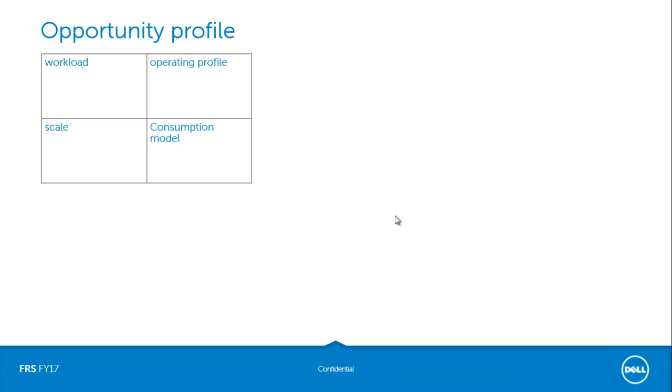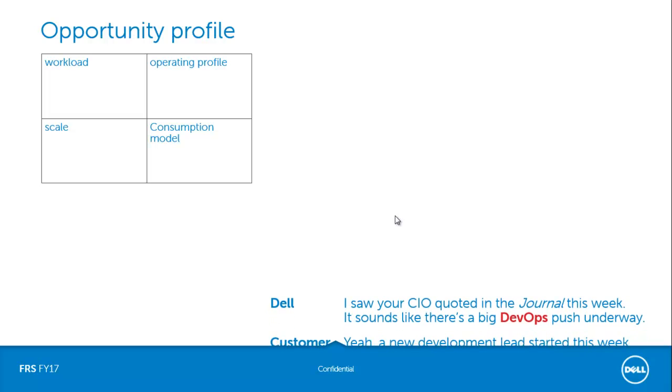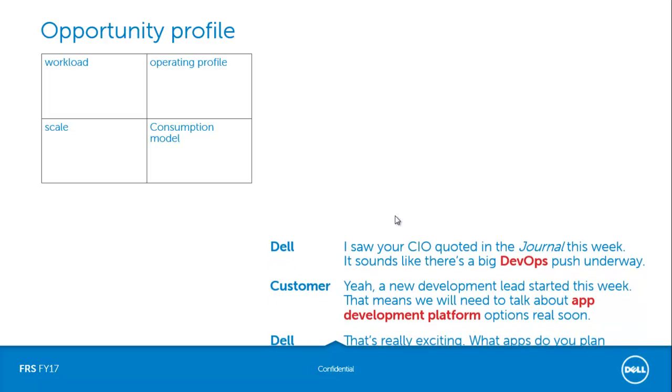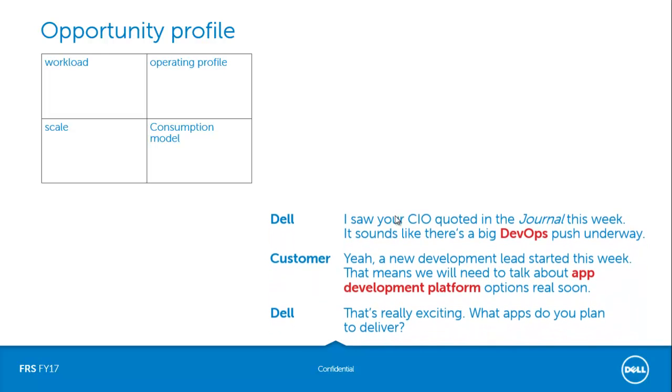Let's take an example to understand this better. I'm going to play the role of Jane, a Dell sales specialist. She sees an article in the Wall Street Journal about a customer's push towards DevOps. So she sees an opportunity here. The customer is transforming their IT infrastructure.